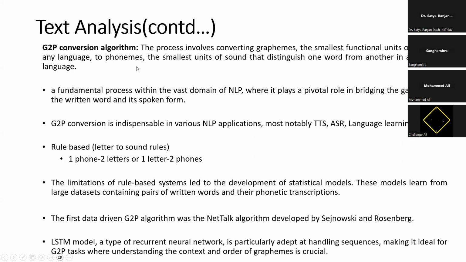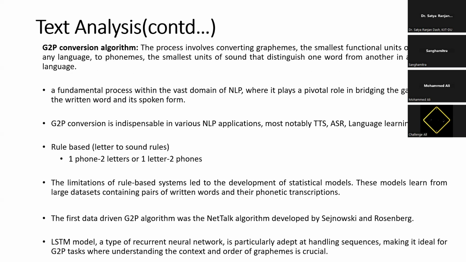So basic units of sound, that is the phonemes, right? G2P conversion is obviously required because the TTS system is going to convert from text to speech. So every grapheme has to be converted to its corresponding phoneme. G2P conversion is indispensable in various NLP applications, most notably TTS, ASR, and language learning tools.